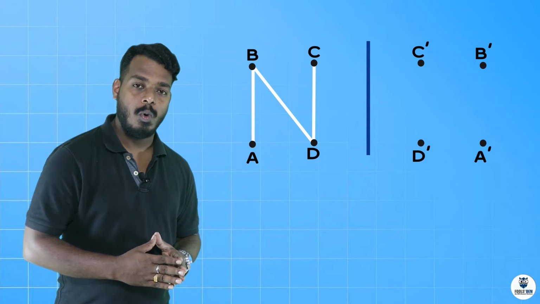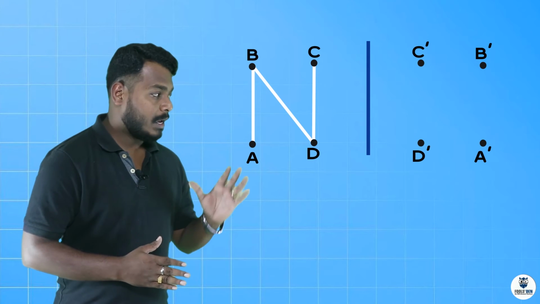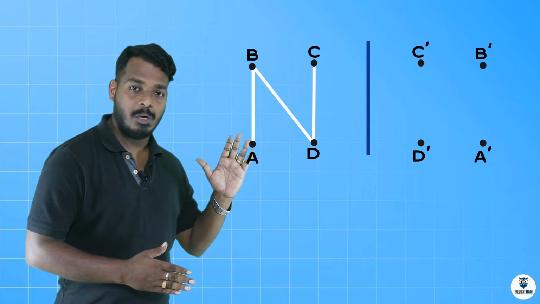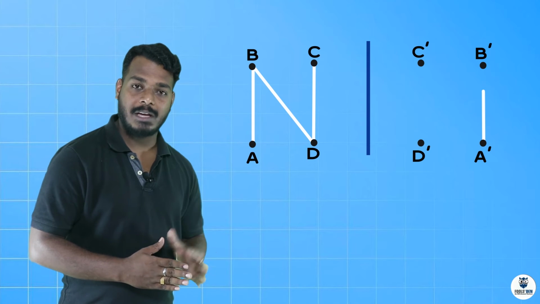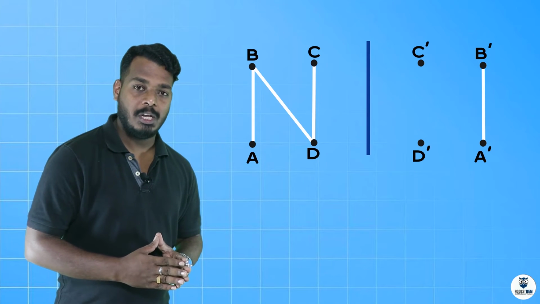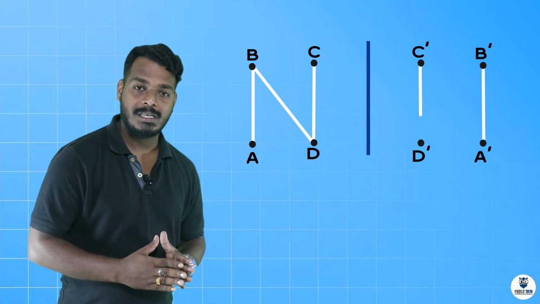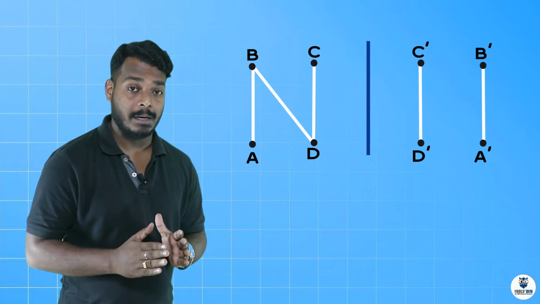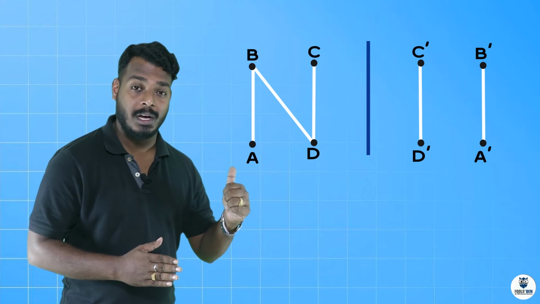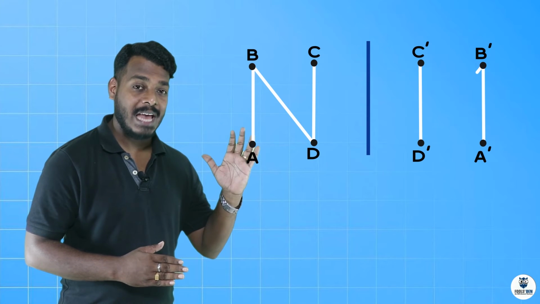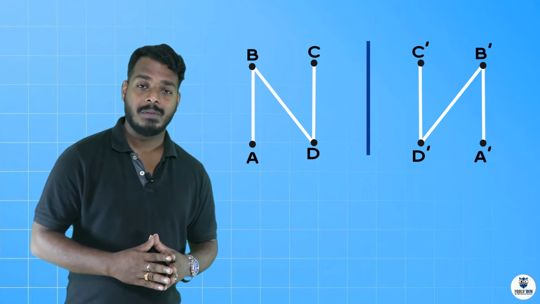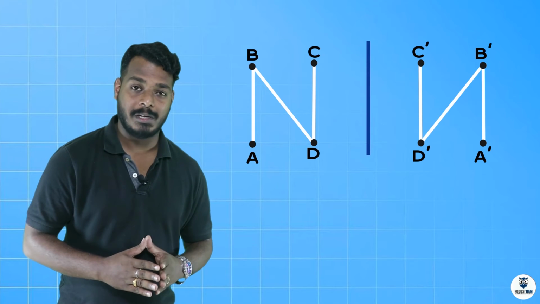All we need to do is connect these dots. In the original figure, you can see that A and B are connected. Similarly, you connect A dash and B dash. In the original figure, C and D are connected. Similarly, you connect C dash and D dash. Now, the most important point. You have a connection between B and D in the original figure. Similarly, you connect B dash and D dash. And what you have on screen now is a mirror image of the original image.